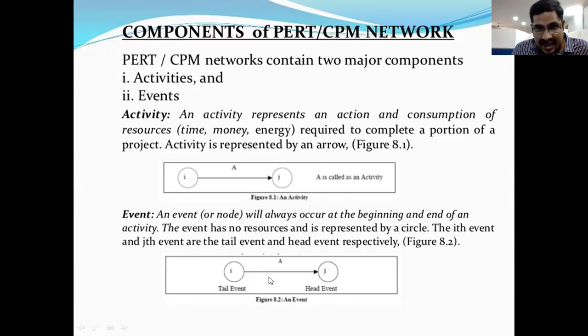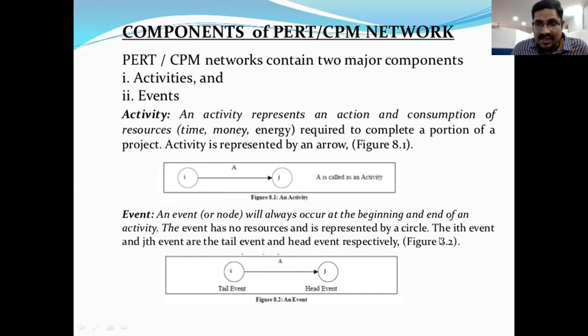So this is the activity. At the beginning and the ending, we have two events here, two nodes here. These two are called events. The event has no resources and is represented by a circle, but an activity is represented by an arrow.